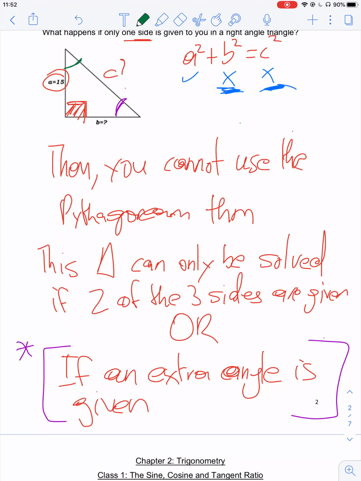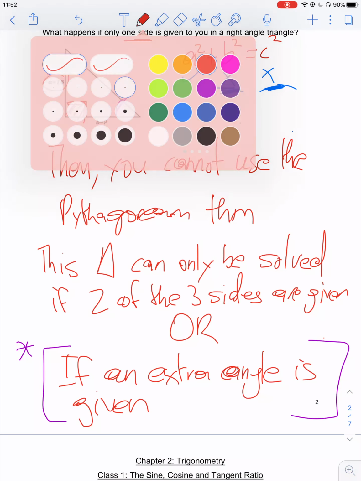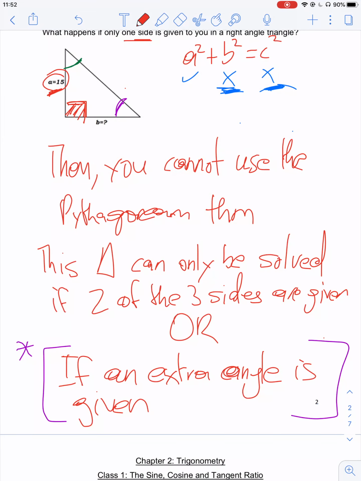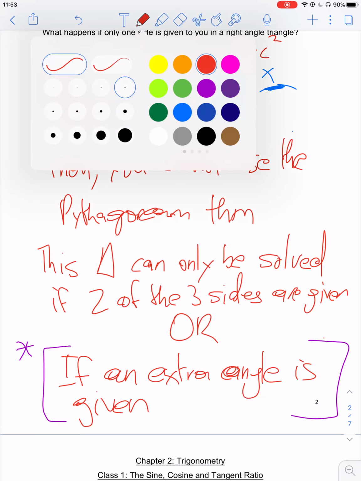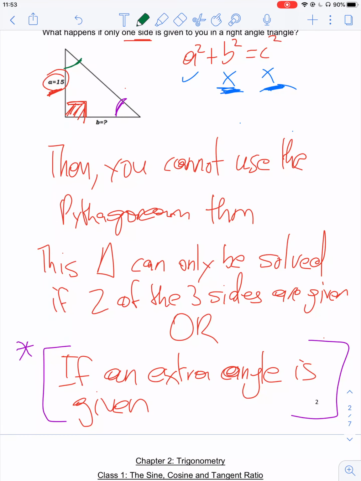Even if you only have one side, let's just pretend that this is the triangle. We know one of the sides: this is 15. I don't know any other side. I don't know what B is. I don't know what C is, but I know that, let's say, this angle in green is 45 degrees. I'm just making it up. Now, because I have a side and an angle that is not 90, I can actually find B, I can find C, I can find the other angle, I can do a lot of stuff.